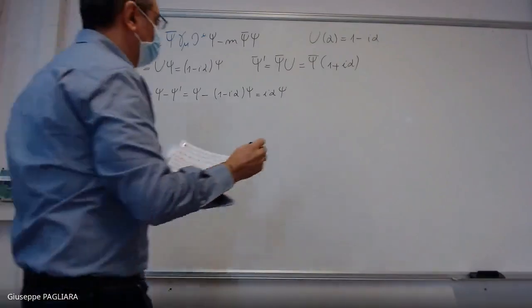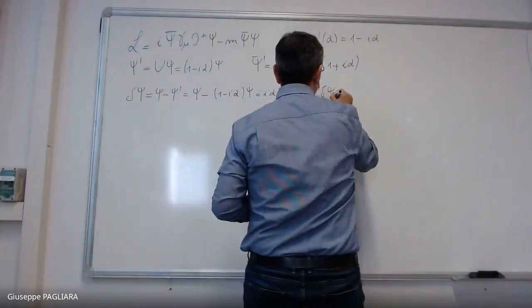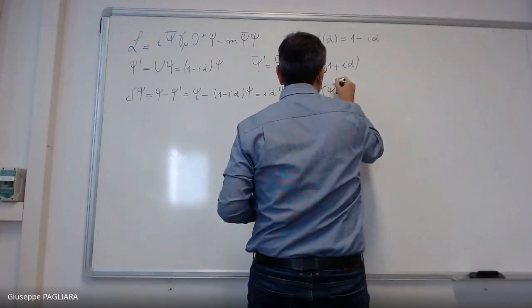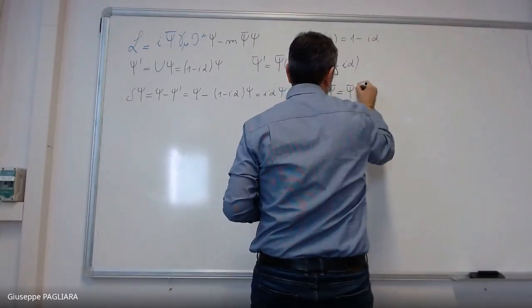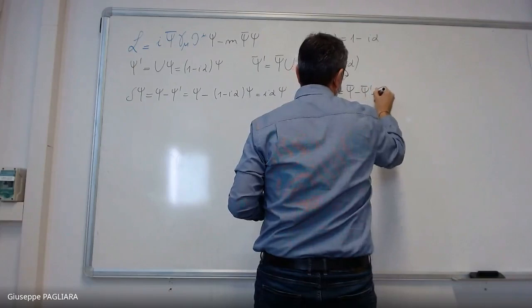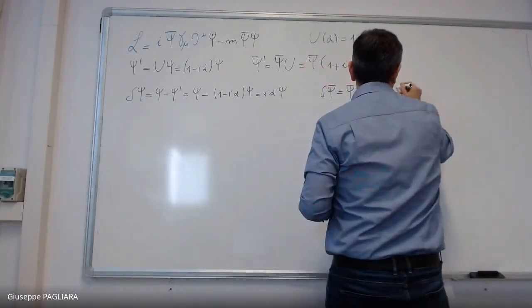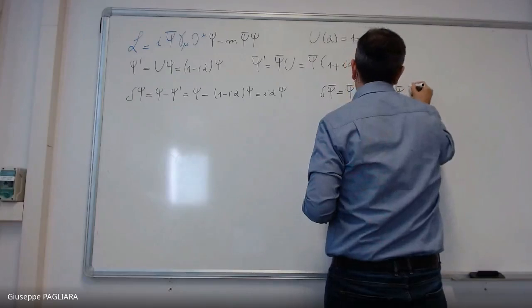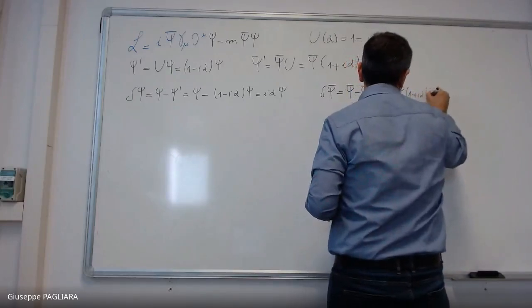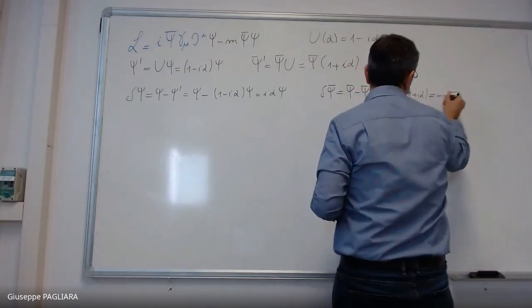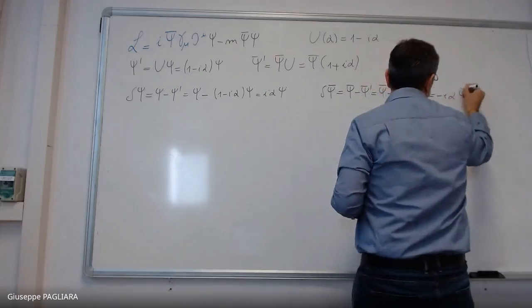And also for the adjoint spinor, delta psi bar is psi bar minus psi bar prime, that is psi bar minus psi bar, 1 plus I alpha. And so we have a minus sign here, this is minus I alpha psi bar.